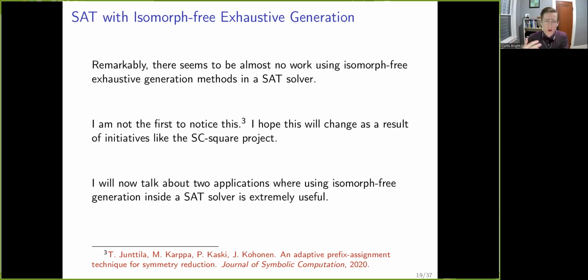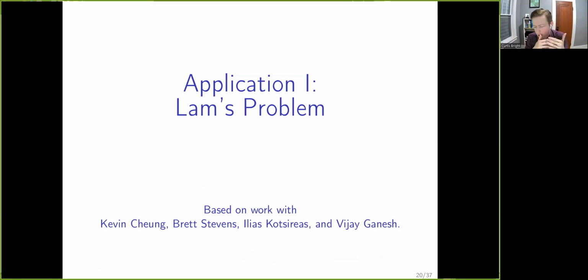Okay, so now this brings me to the present day. I'll talk about two applications that I've worked on recently where we found that using isomorph-free exhaustive generation in a SAT solver has actually been pretty useful. So the first application is to Lam's problem. This is work that I did as a postdoctoral fellow. I spent several years postdocing around. So my four postdoctoral supervisors, this is joint work with them, right? They were listed on the slide here.